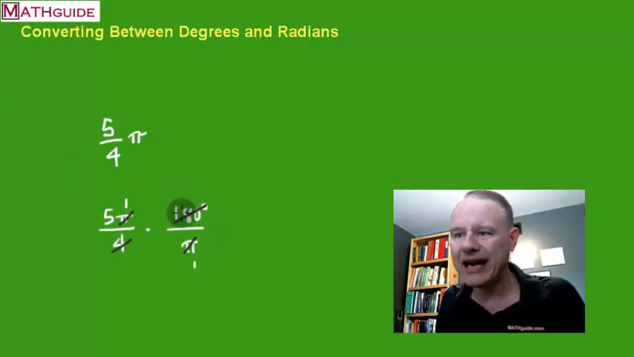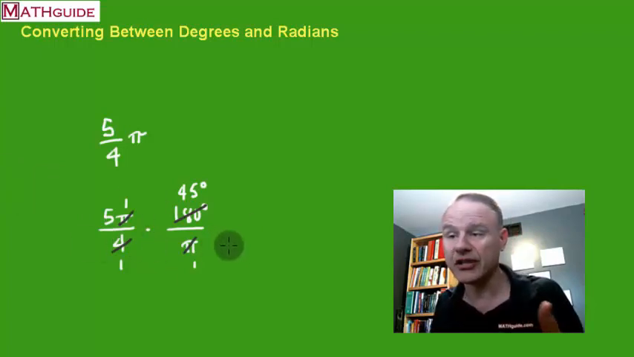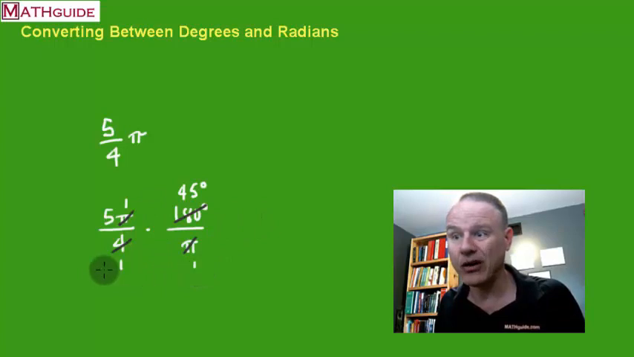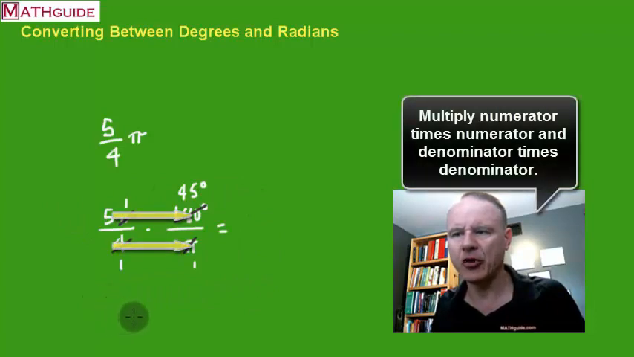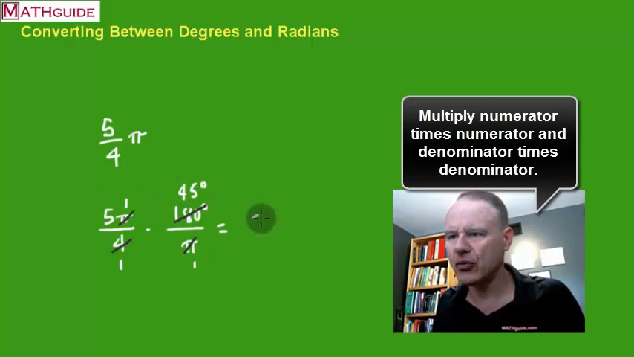180 divided by 4 is 45. And I haven't lost the degrees yet. The degrees are still there. And 4 divided by 4 is 1. So I just divided them both by 4. All right, and I'm done reducing. There's nothing else I can reduce. I only have 1s at the bottom. Can't reduce it any more than that. So when I multiply across, again, I multiply numerator times numerator, denominator times denominator. 5 times 45 is 225.